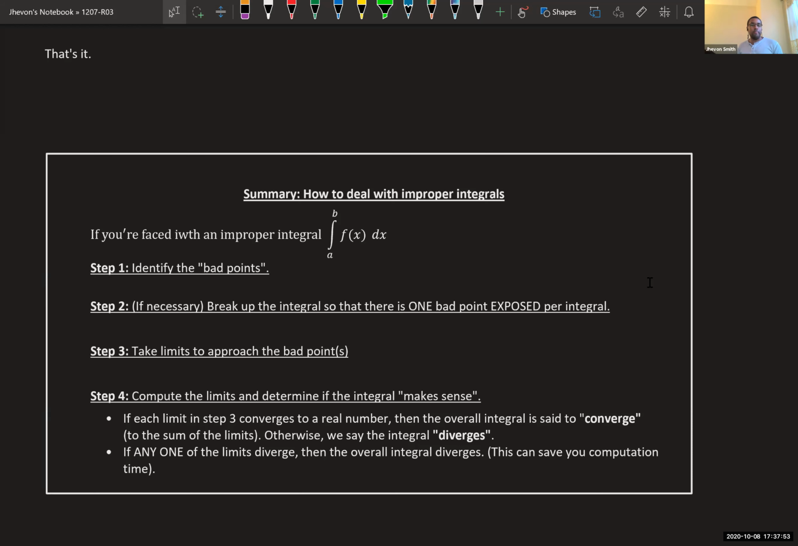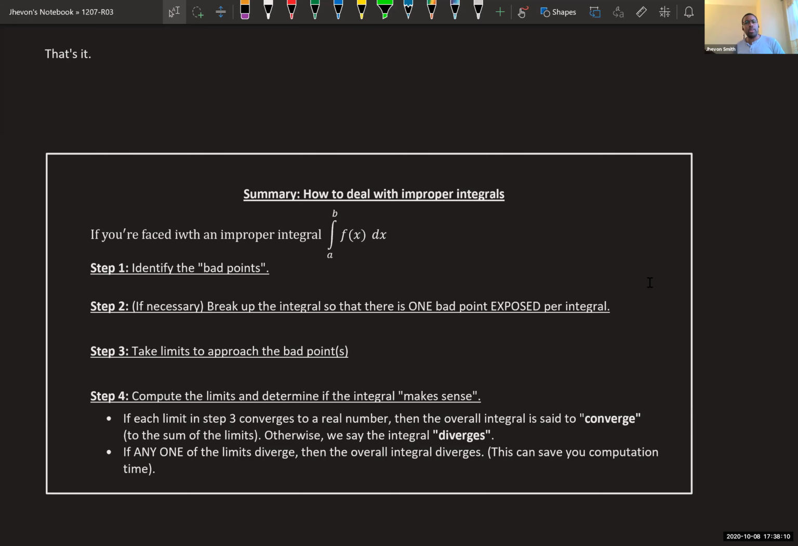That's not how limits work. So we have to break it up so that there's only one bad point to deal with at a time, and take a limit to approach that point. And so we go through, we compute all these limits, and we add all the answers together. And if it makes sense to add them together, we say the integral converges.